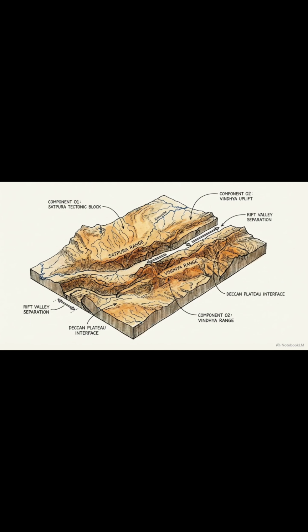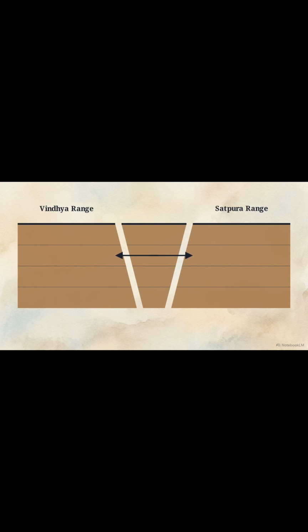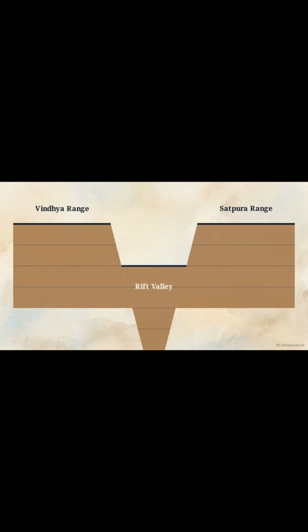In central India, the crust is scarred by the Vindhya and Satpura mountain ranges. The Narmada and Tapi do not flow over the surface of the plateau. They are trapped in rift valleys, deep geological trenches formed where the Earth's crust pulled apart and a central block dropped down between the mountains.